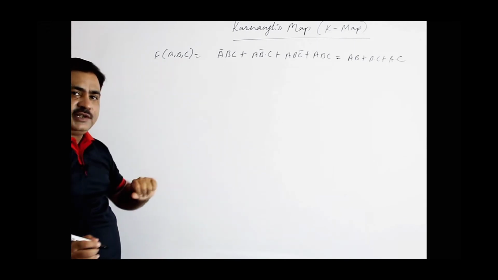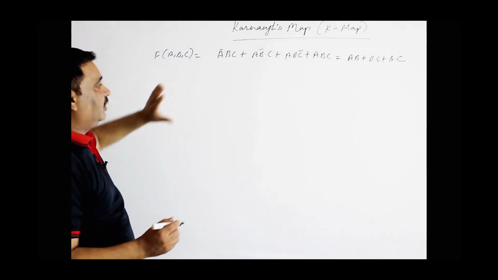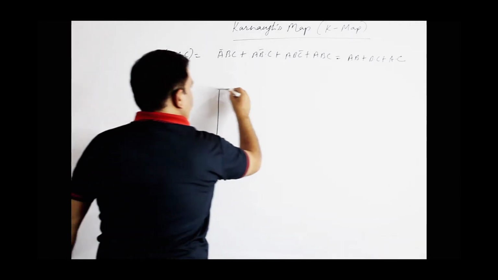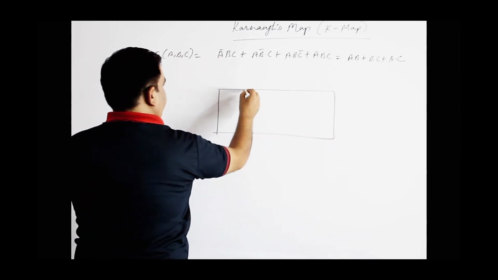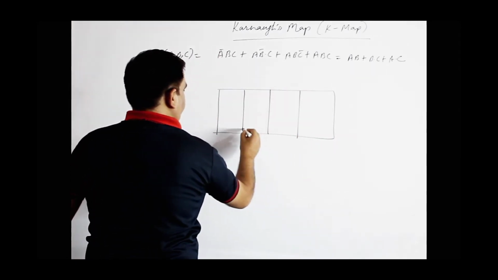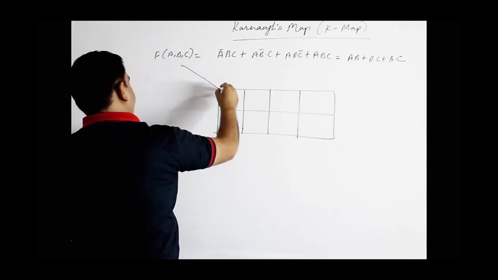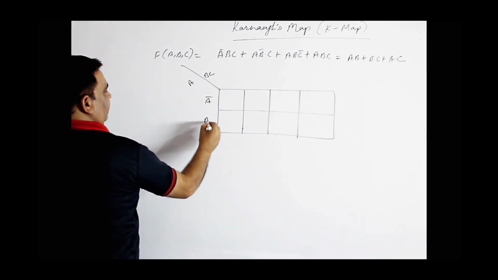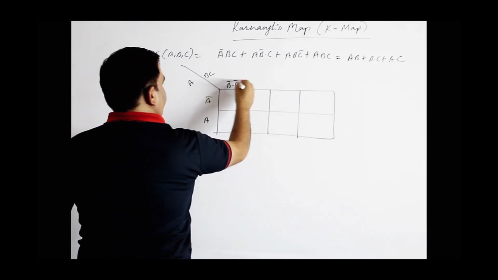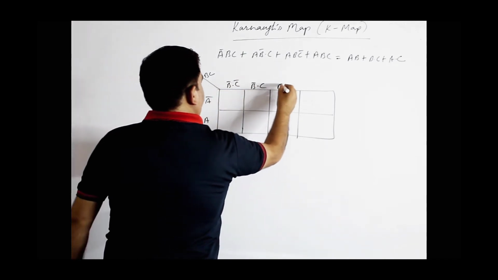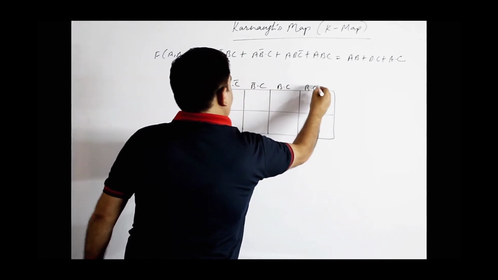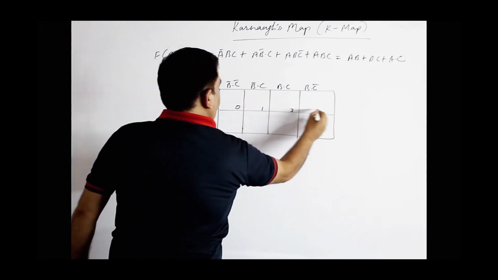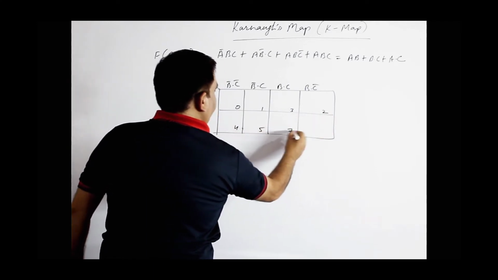First of all, how many variables are there? There are 3 variables. So, here you need to draw a 3 variable K map having 8 columns. So, draw 8 columns like this. 3 variables, 1 variable you can write this side, other 2 this side. Here A complement and A, here B complement C complement, B complement C, BC, and BC complement. Designations are 0, 1, 3, 2, 4, 5, 7, 6.